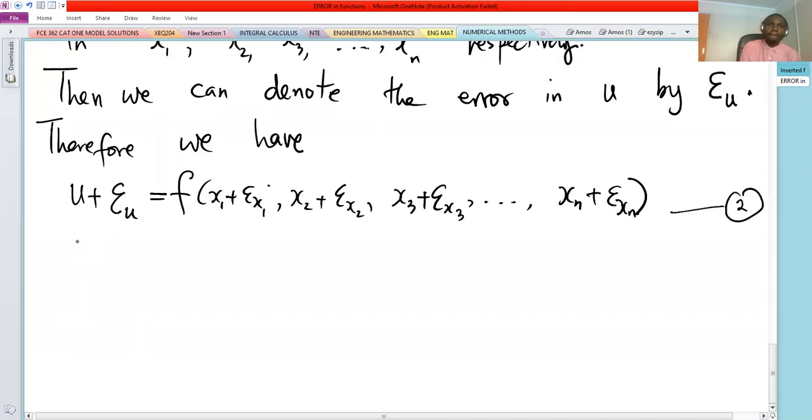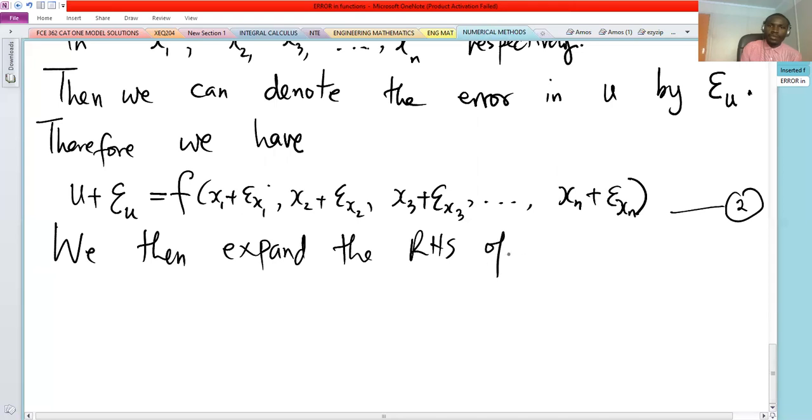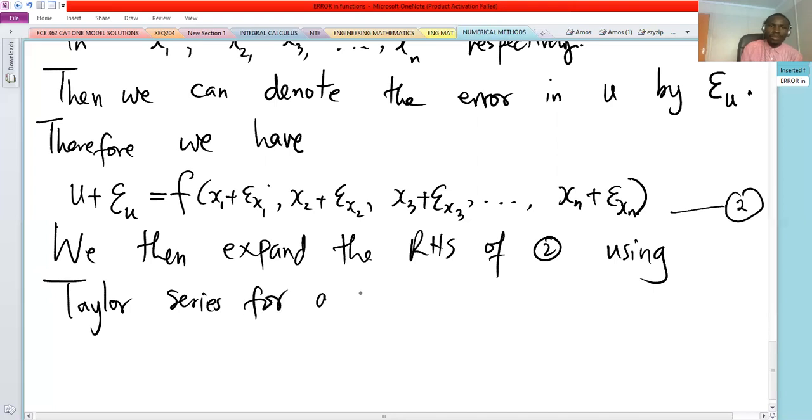Now, we then expand the right-hand side of equation 2 using the Taylor series for a function of several variables.